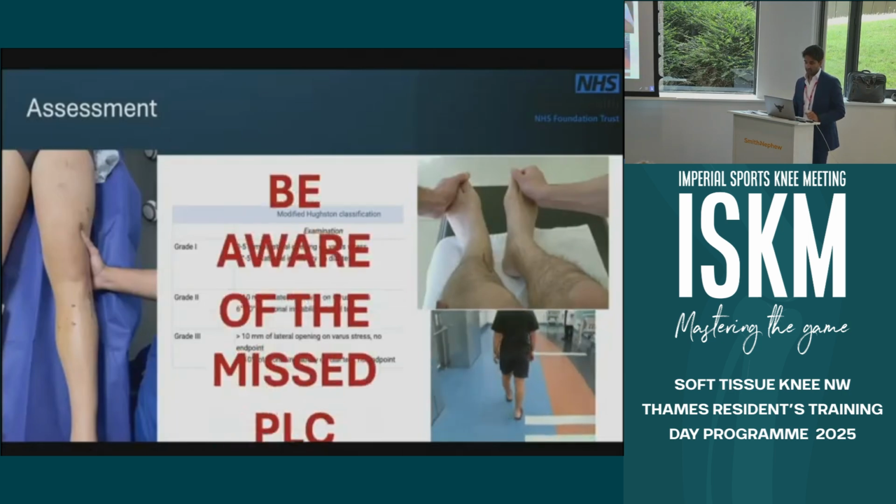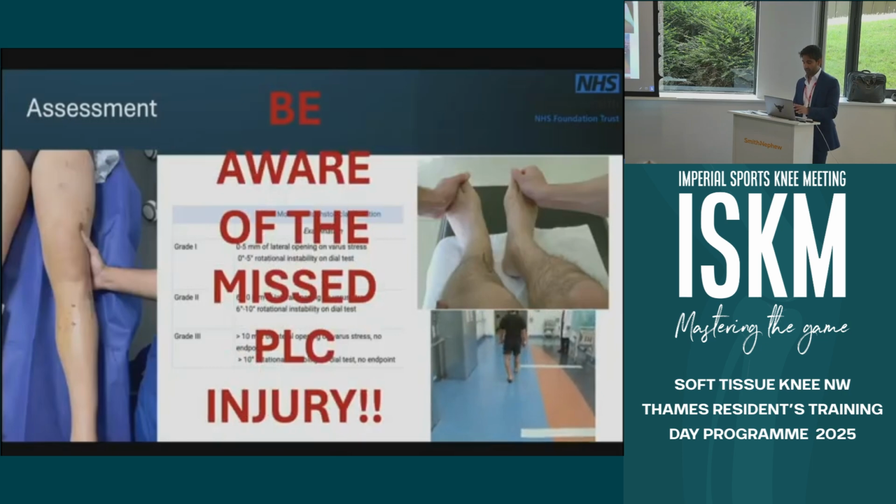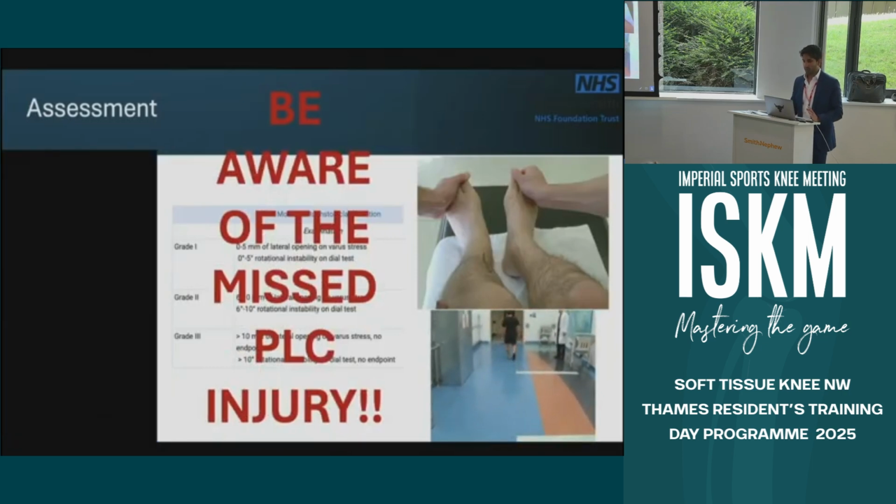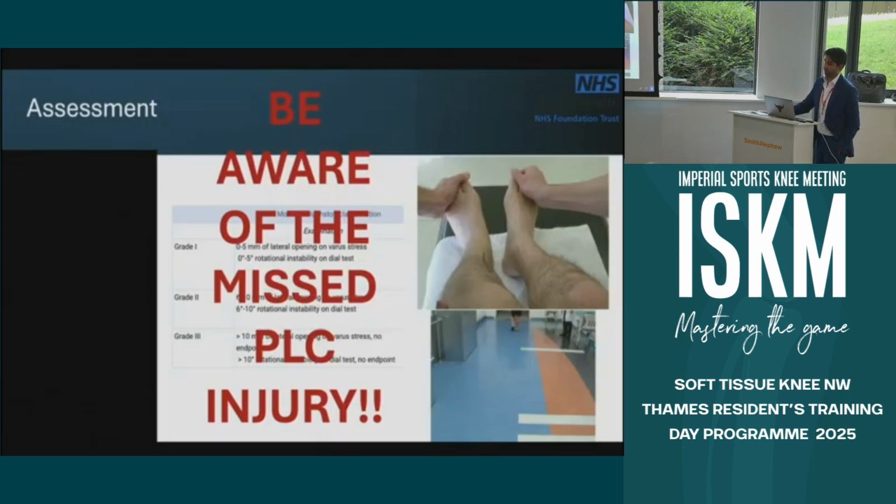I did have a video of a case, but I wouldn't show the video here. Annoyingly. Be aware of the missed PLC injury. It's the commonly missed injury that you see on examination. People miss it all the time. And Pete Thompson always goes on about this. If you don't look for it and don't do a proper collateral assessment or a dial test, then you will end up fixing your LCL in a slightly loose pattern.